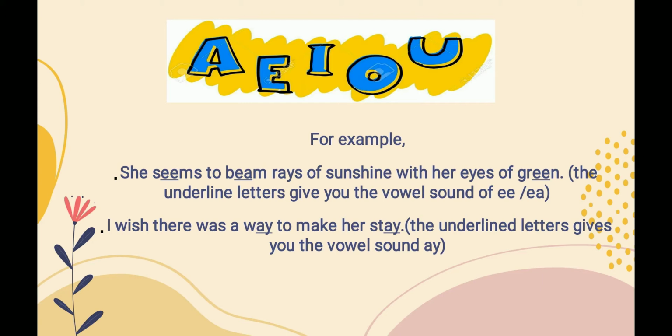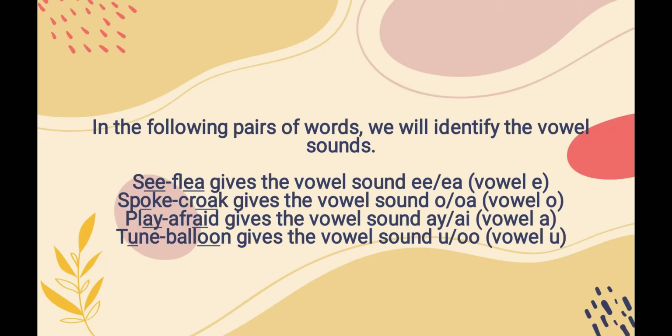Another example. I wish there was a way to make your stay. Here the underlined letters AY, AY gives you the vowel sound A. Here, there's an important point to remember that the letter Y is also considered as a vowel sound when it comes to assonance. In the following pair of words, we will identify the vowel sounds.